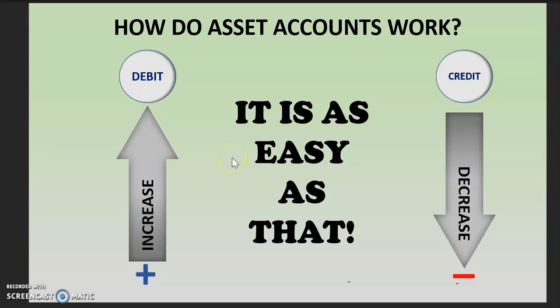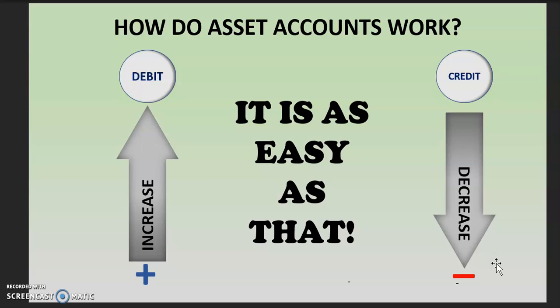So how do asset accounts work? I'm just going to make this as easy as possible for you guys. Number one, assets increase on your debit side and they decrease on your credit side. So what does this mean? This means your debit side is your positive side and your credit side is your negative side.